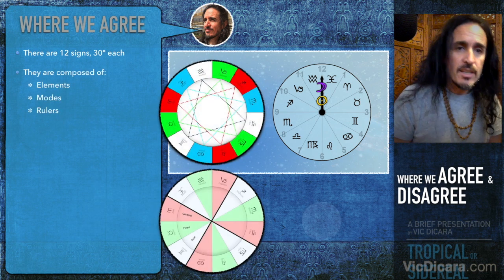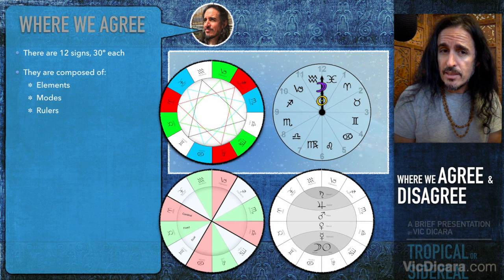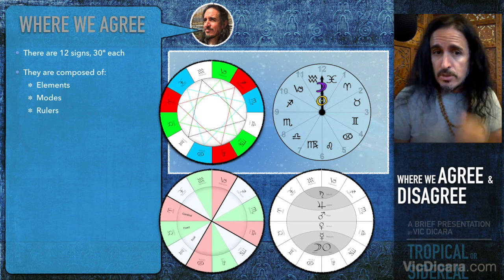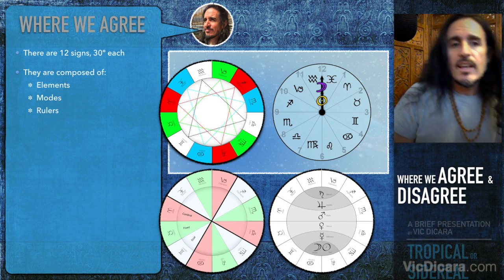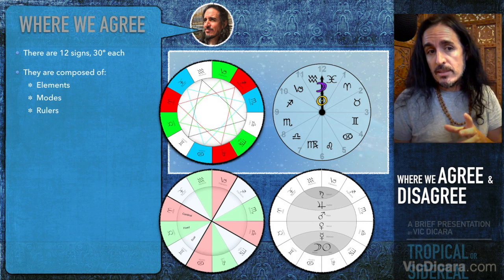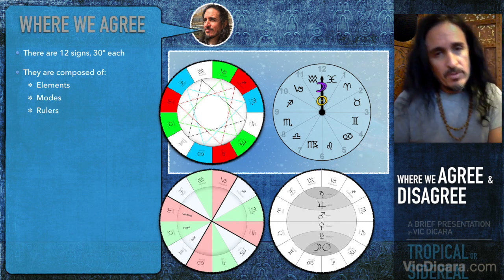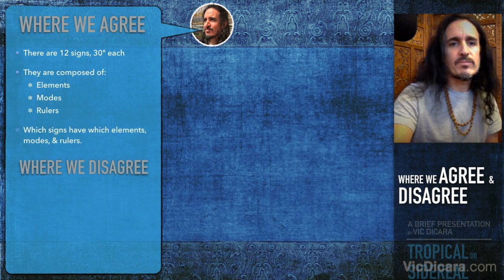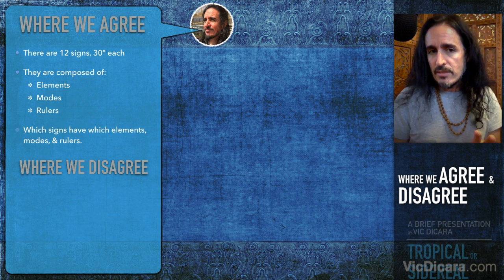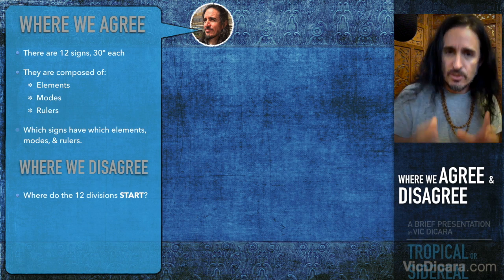We all agree that these signs are composed of elements, which are sometimes called quadruplicities, like earth, water, fire, and air. And modes, which are sometimes called triplicities, or cardinal, fixed, and dual. And we also agree that each sign has a planetary ruler. So basically, we are both describing exactly the same zodiac. There's really nothing different about the zodiac except for one thing. The only thing where we disagree is where the 12 divisions start.